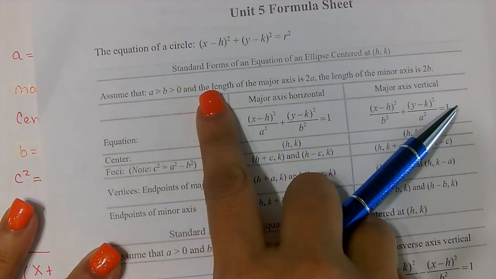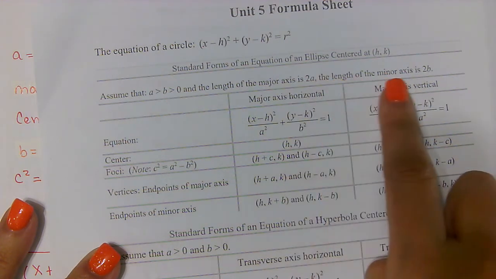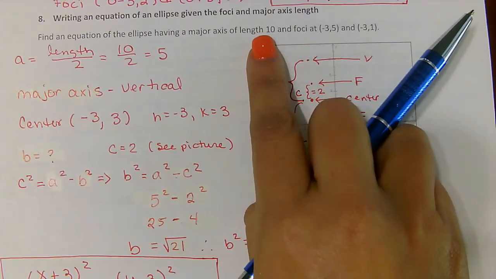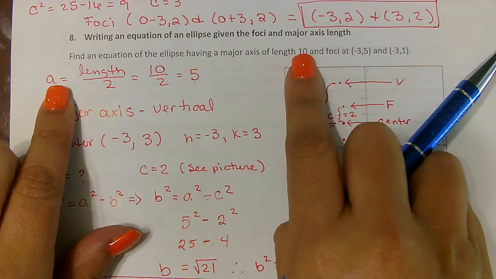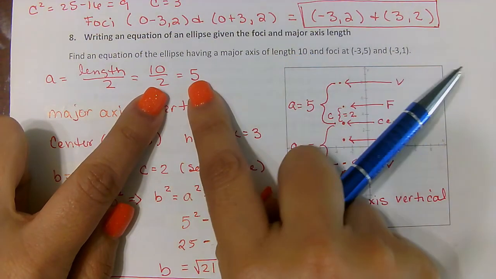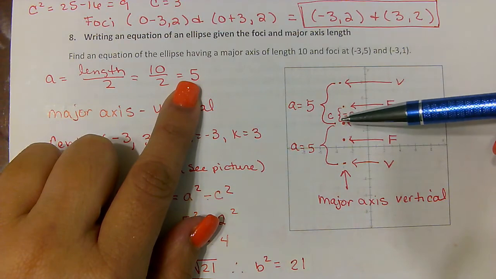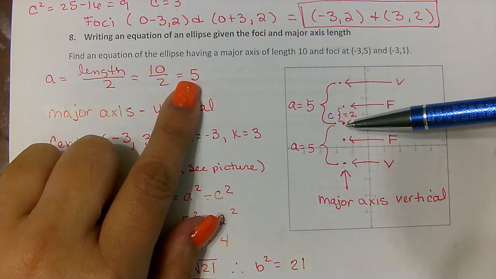Also notice here, it says that the length of the major axis is 2A and the length of the minor axis is 2B. Since this is our major axis, we can say that A is equal to 10 divided by 2. In other words, A is going to be 5. So the distance from the center to the vertex is going to be 5.